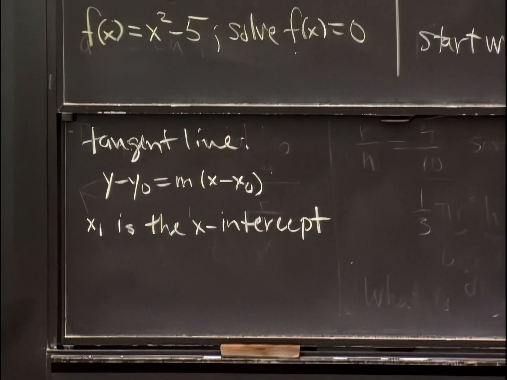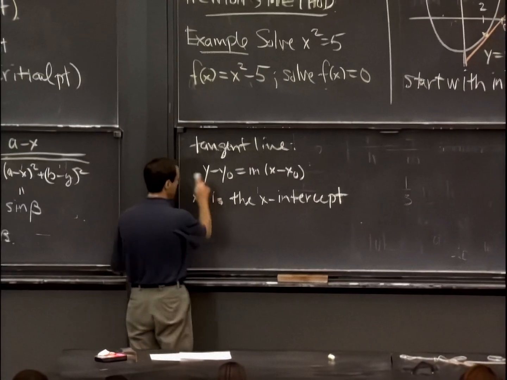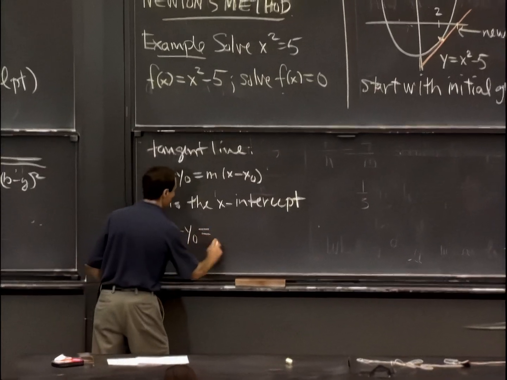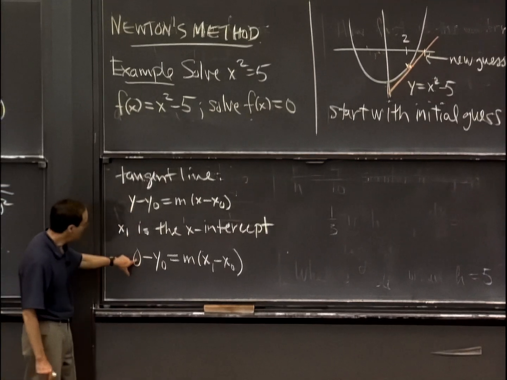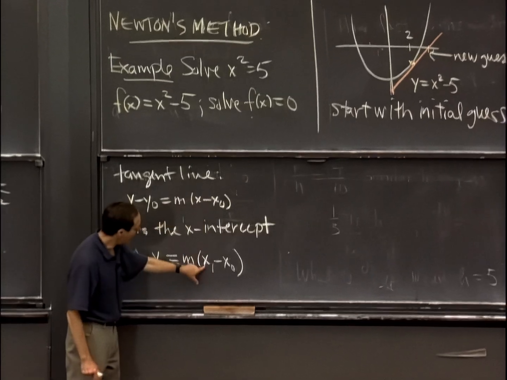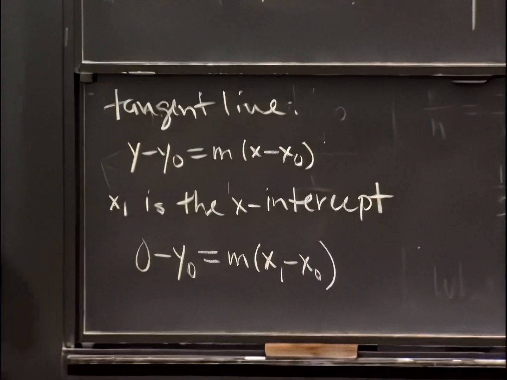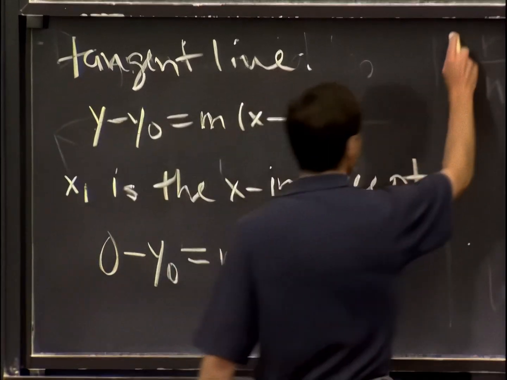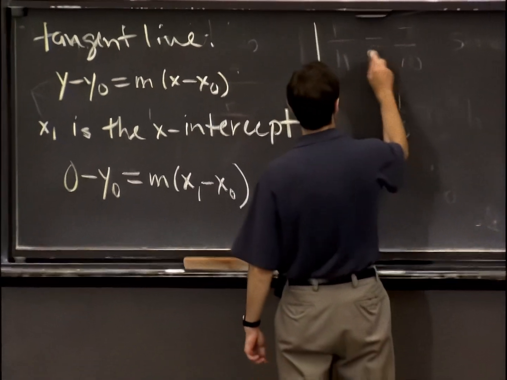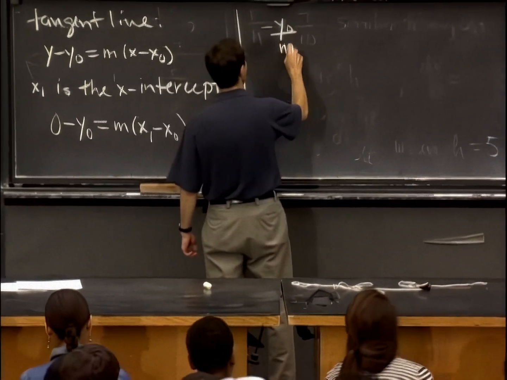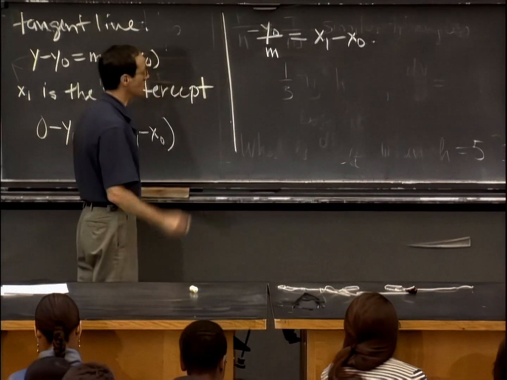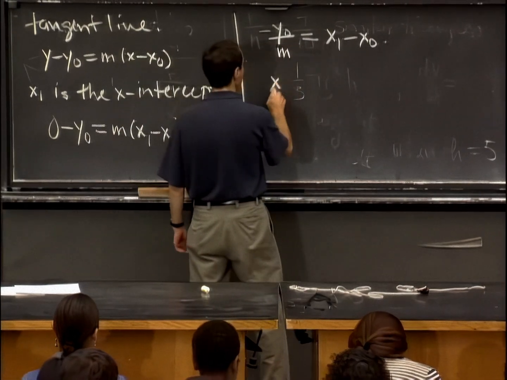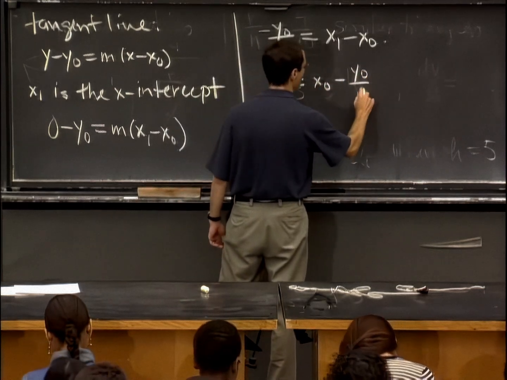Now, how do you find the x-intercept? You find it by setting y equal to 0. That horizontal line is y equals 0. So I set y equals 0, and I get 0 minus y0 is equal to m times x1 minus x0. So I changed two things in this equation. I plugged in 0 for y, and I said that the place where that happens is where x is x1. All right, so now let's solve. What we get here is minus y0 divided by m is equal to x1 minus x0. And now I can get a formula for x1. So x1 is equal to x0 minus y0 divided by m.